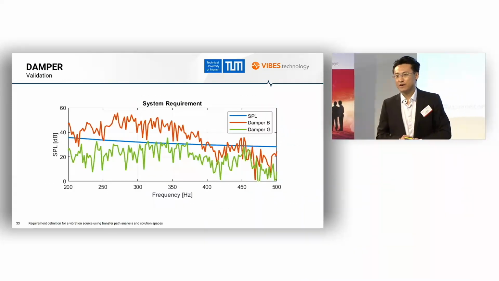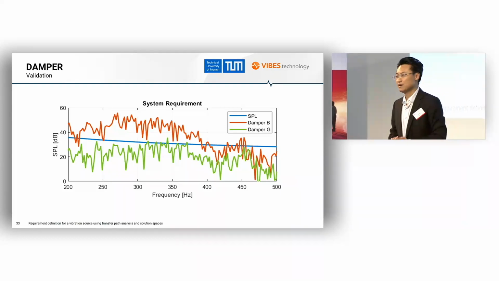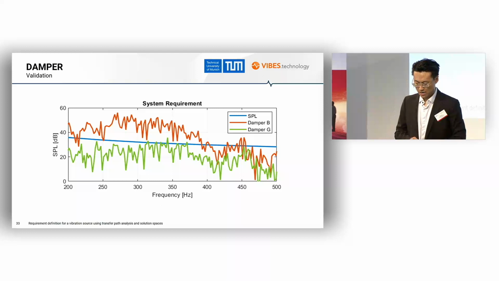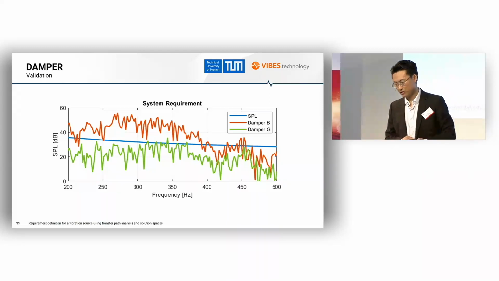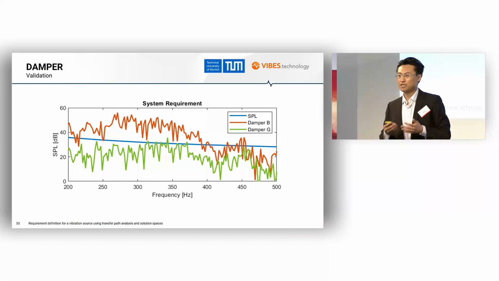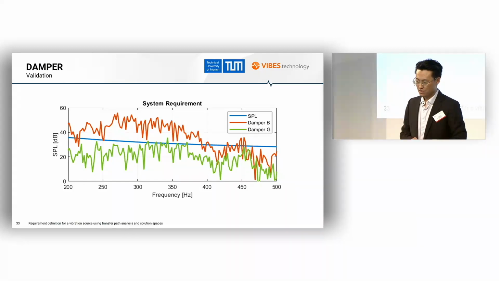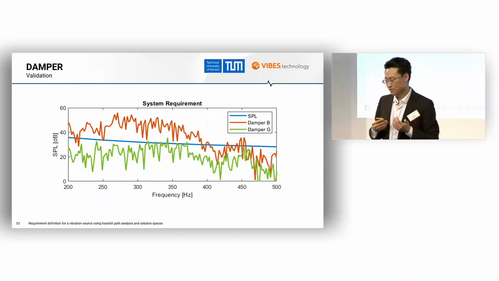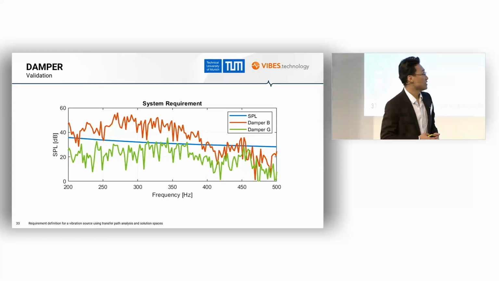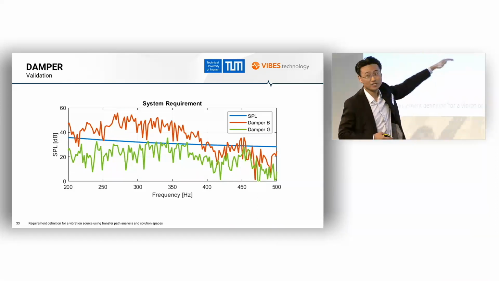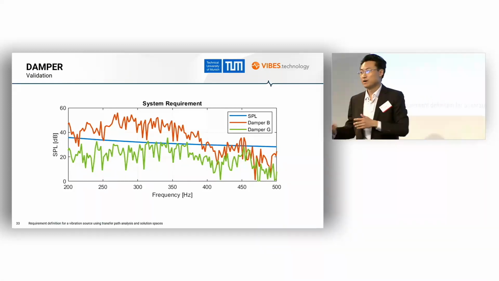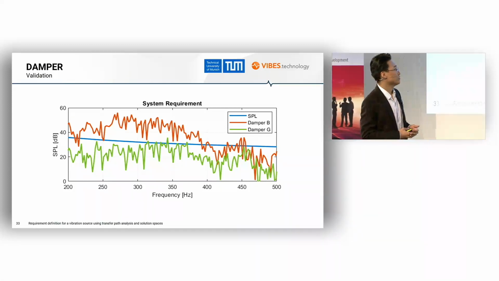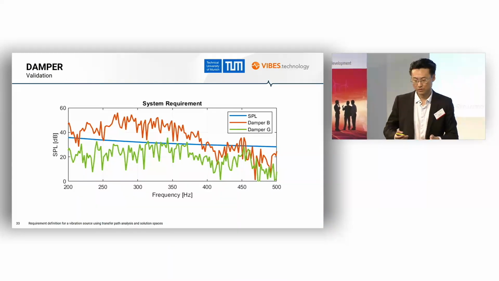To validate our method, we have inserted these 2 products into the vehicle virtually. It means that we compute the sound pressure level for both products by multiplying the transfer function with the block forces of both products respectively. As can be seen here, with the bad damper, the noise is higher than the desired level, especially in the lower frequency range. But with the good damper, the requirements are very well fulfilled, almost in the whole frequency range.